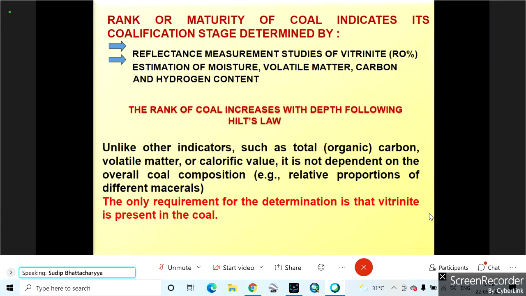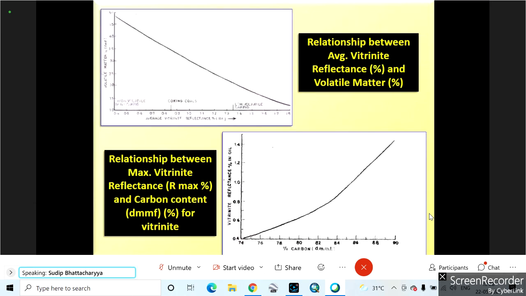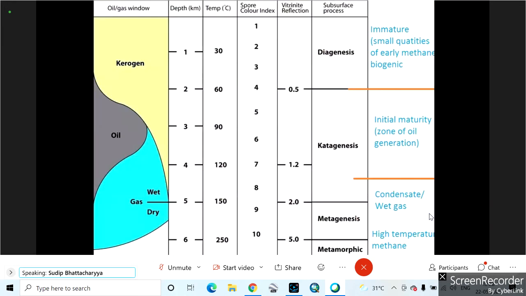the maturity. A high rank coal has a high maturity value, and a low rank coal has a low maturity value. The relationship of the vitrinite reflectance with the volatile matter and the carbon content shows that with increasing vitrinite reflectance, your volatile matter will decrease and carbon content will increase. That is, rank will increase. This is a very important diagram.